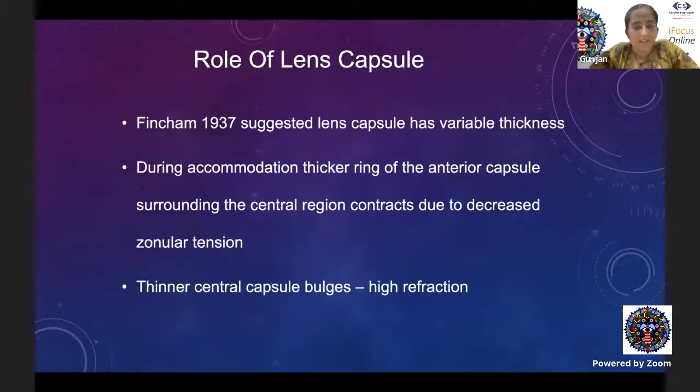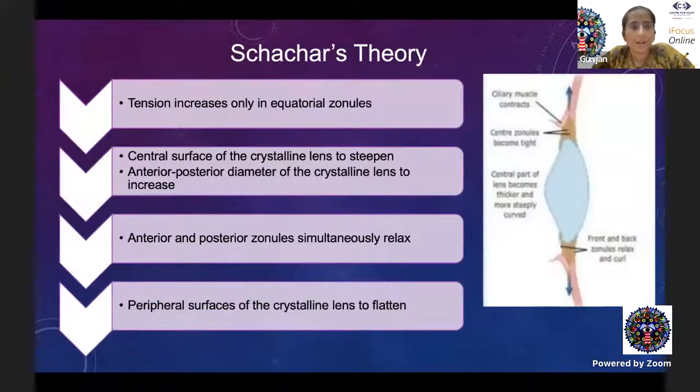Why can the lens change its shape to more convex? It is because of the lens capsule being an elastic one, and the role of the lens capsule was further elaborated by Fincham in 1937. According to Fincham, during accommodation, the thicker ring of the anterior capsule surrounding the central region contracts, and the central capsule, being thin, bulges, thus causing a higher refraction.